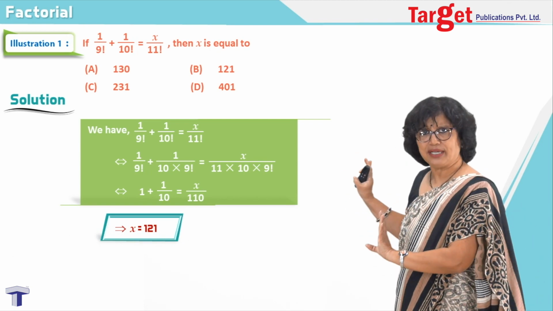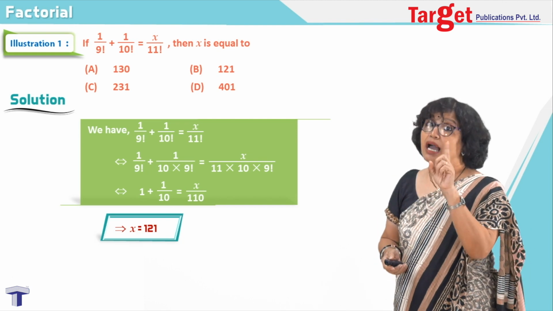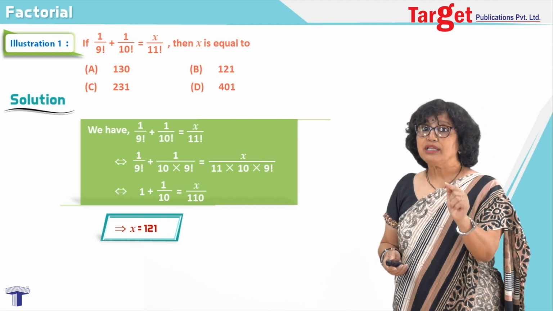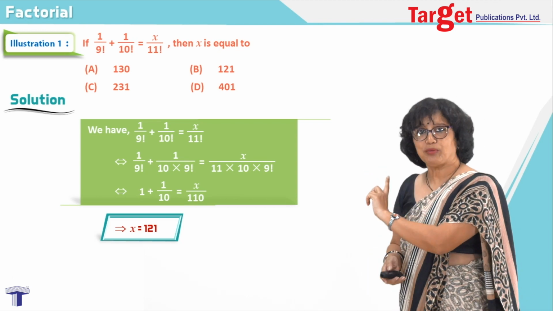I think this was easy for understanding. Only thing is, how do we write 10 factorial? I'm using the property n factorial equals n into (n minus 1) factorial. That I have used here. I hope most of you must have got that.